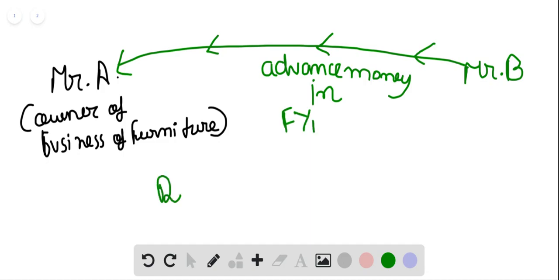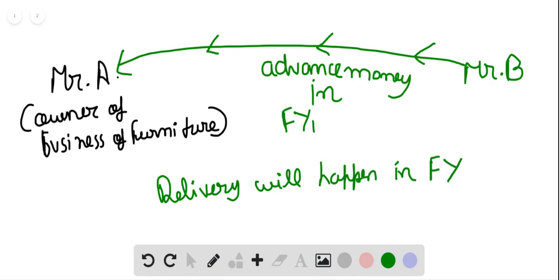But delivery will happen in financial year 2. So there are two separate transactions. First one is receipt of advance money, and second one is delivery. In financial year 1, when this advance money has been received, we will not recognize the value of goods and services as income in the books of accounts of A.